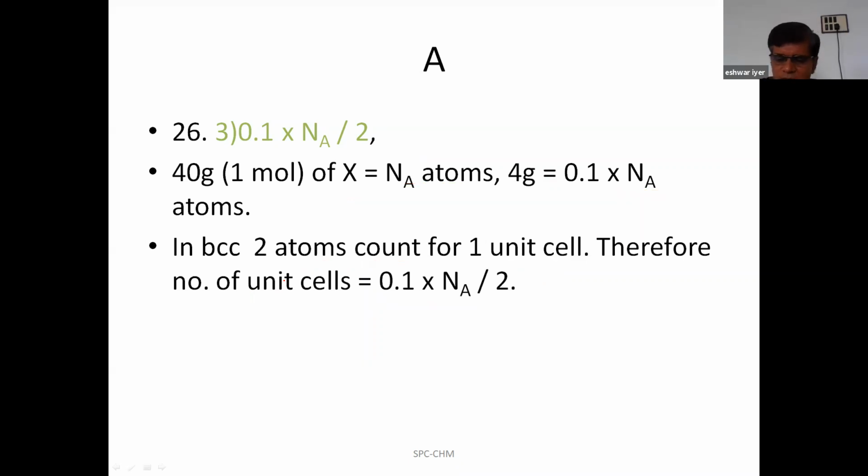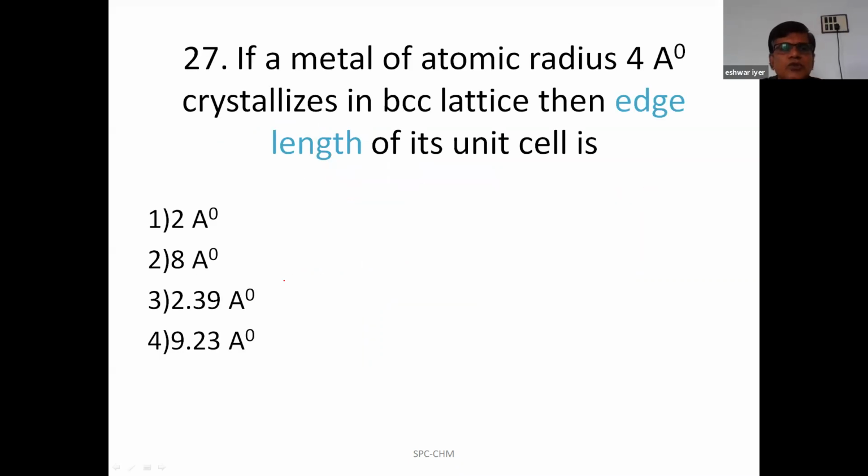So you come to the last question. Yes, this is the last question. If a metal of atomic radius 4 angstrom, it is the unit angstrom. So I'll write this. Okay, fine. So a metal of atomic radius 4 angstrom crystallizes in a BCC lattice, then the edge length of its unit cell. So again, the idea is BCC. What you have to take is the body diagonal.